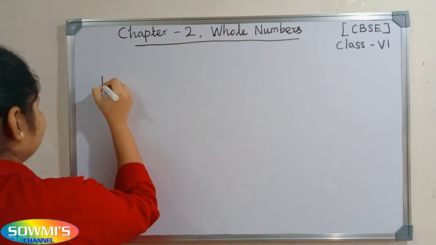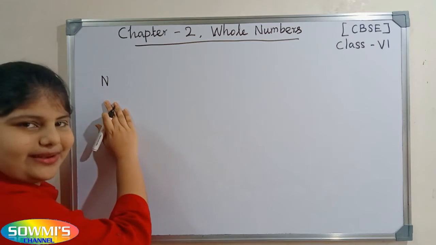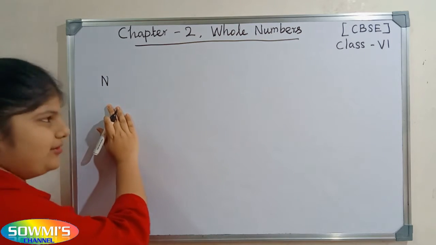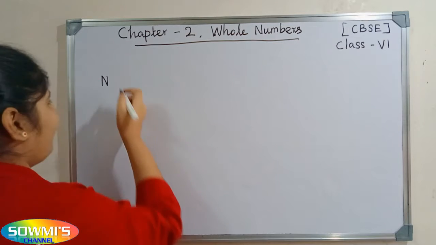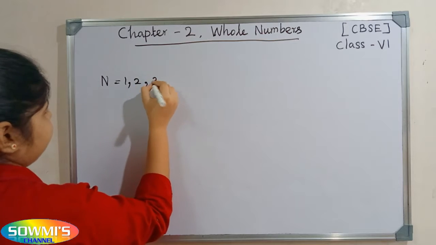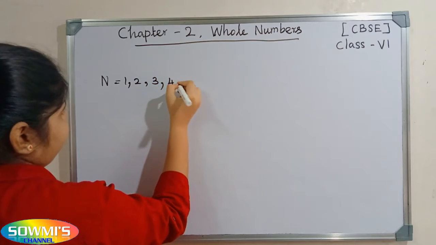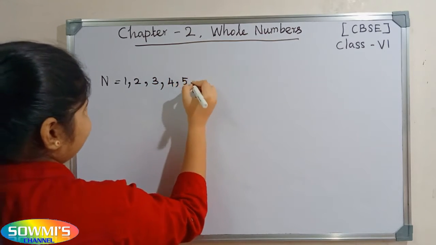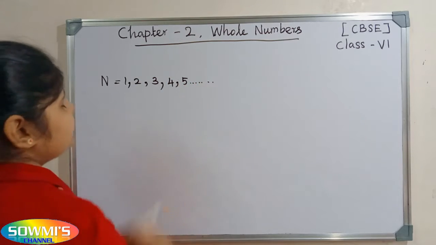Natural numbers are denoted as N. Natural numbers are also called counting numbers. Counting numbers are 1, 2, 3, 4, 5 and so on.